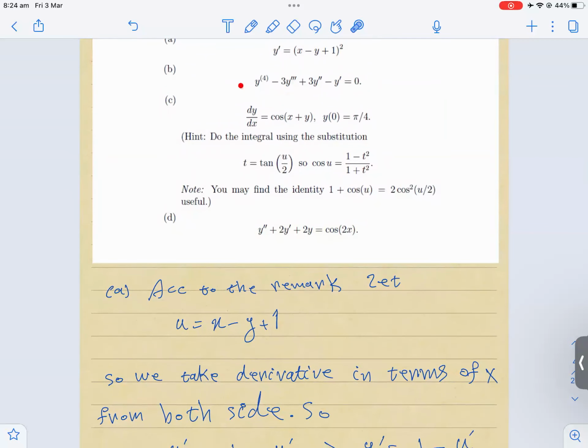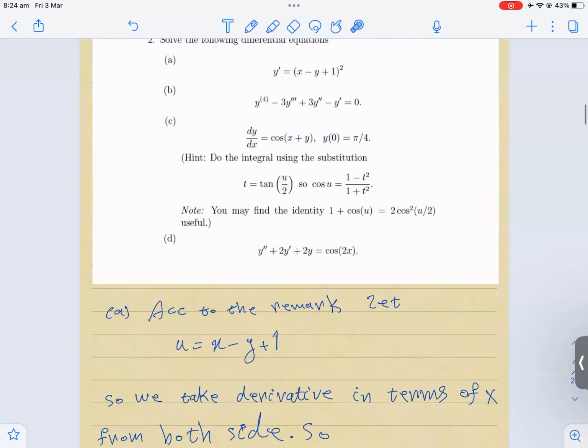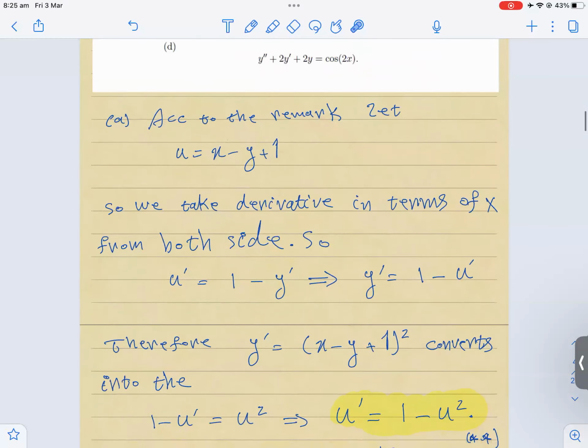So I will go to this part. All right, so I go to part B. So part A is like this.